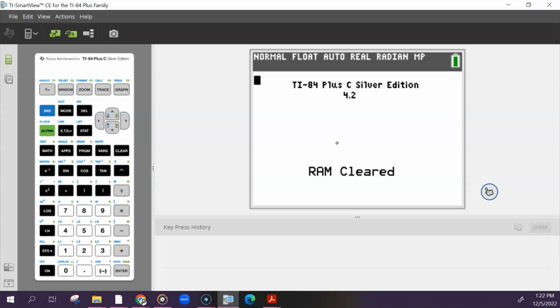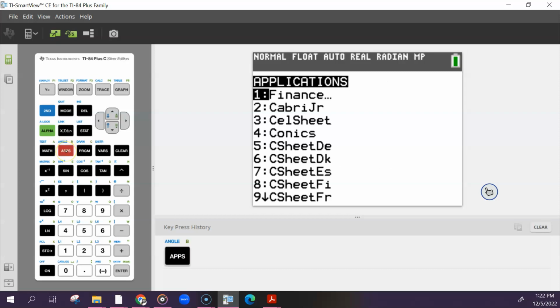Then you're going to go into apps, right by math, apps. You should only have 4 apps. I have a bunch because it's the computer. If you don't have 4, raise your hand. Apps, this makes the math.